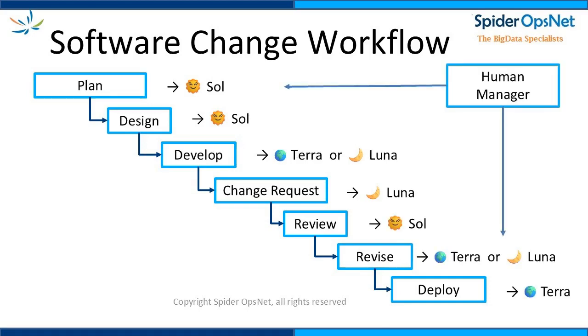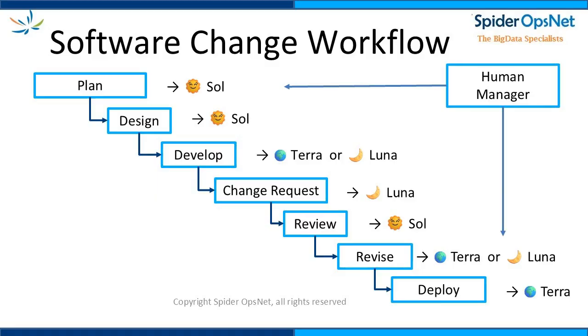Reviewing the changes is different. A missed defect or security vulnerability can be expensive. So, we route this review back to Sol. Straightforward review commands can then be applied using Terra or Luna. Terra can prepare the deployment plan and checklist while the final go or no go decision remains with whom? The human manager.